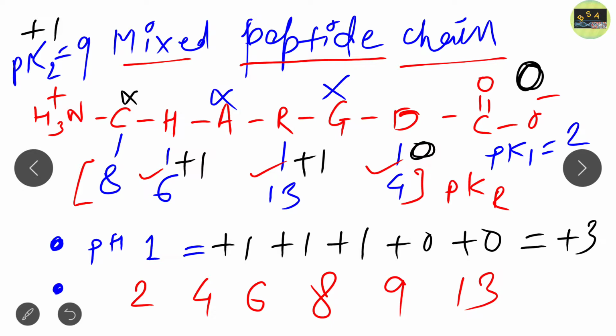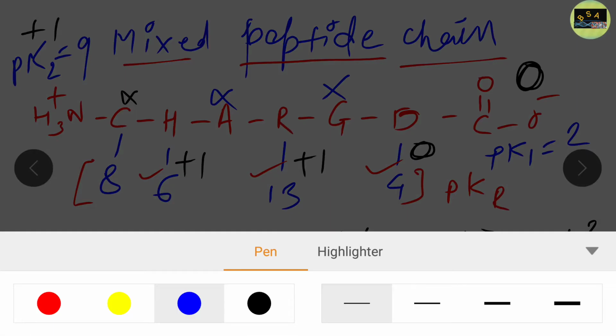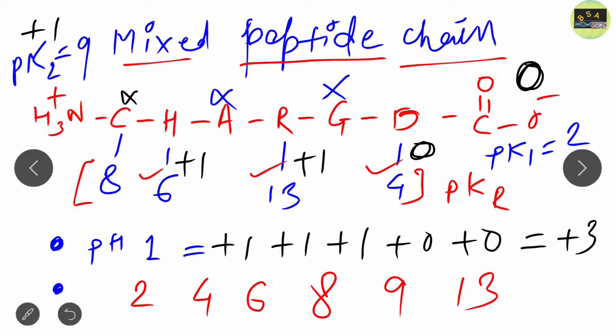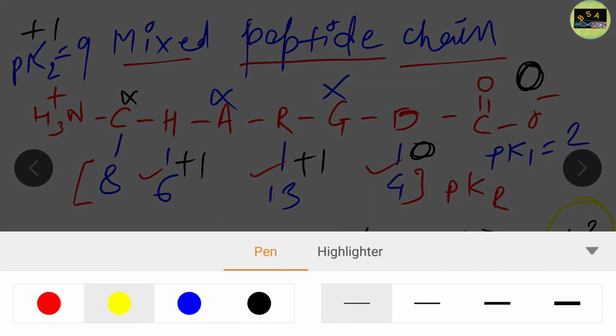We write it down. And the third and last step that we have to do is this: the value at pH 1 that we calculated is plus 3. So we write down plus 3 in front of 2. Now we basically go backward. In between 2 and 4 it becomes plus 2. In between 4 and 6 it becomes plus 1. And in between 6 and 8 it becomes 0. Then it will become minus 1, minus 2, like this. So this is the third step.